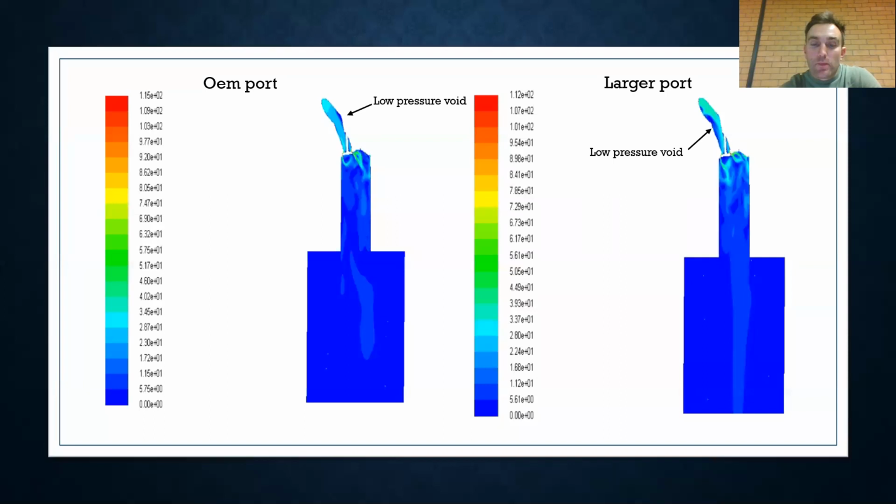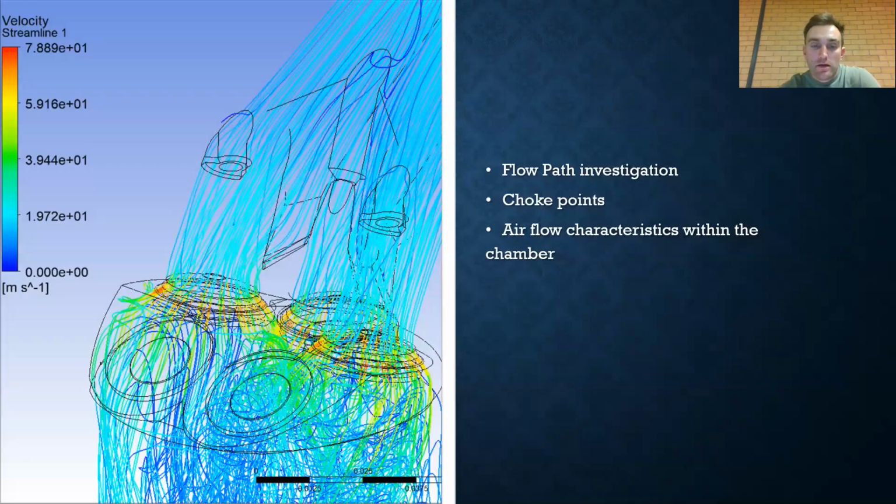This became evident when analysing the results between the two ports. You can see here that the small port has less of a low pressure void compared to the larger port, and this was consistent throughout most of the results. These results could become useful for investigating flow paths, looking for choke points within the port, and just overall inspections of flow properties inside the chamber.